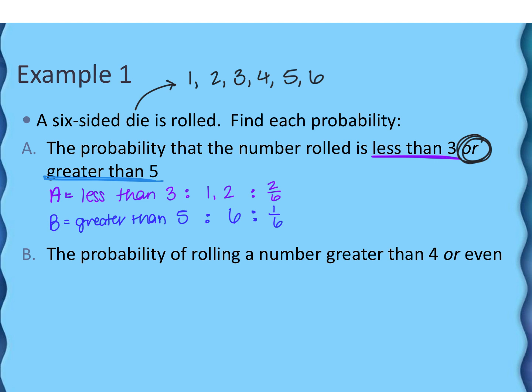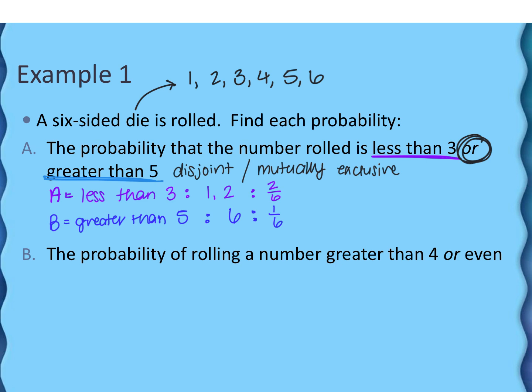Is there anything overlapping? No, I have a 1 and a 2 for event A and a 6 for B. So good. For this one, it's going to be disjoint. So I'm going to go ahead and write it over here. Or it could also be mutually exclusive. Any one of those are fine.